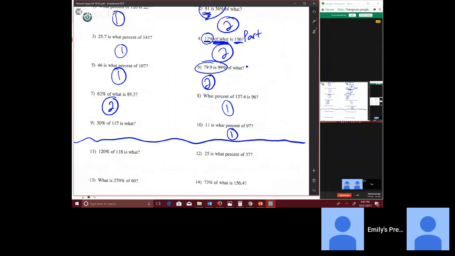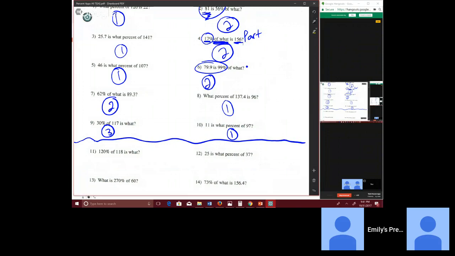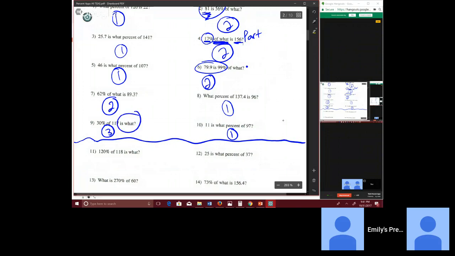the way I would address anything like that, and continuing on through all of the math problems that I give you, is never assume you're right or wrong based on trends, because a lot of times they write those in to see if it scares you. The only 3 we have is 9. 30% of 117 is what?